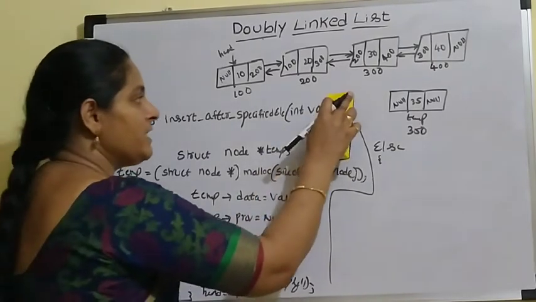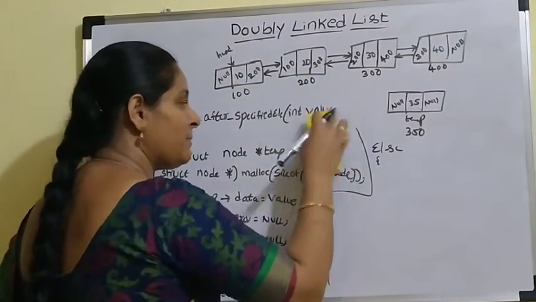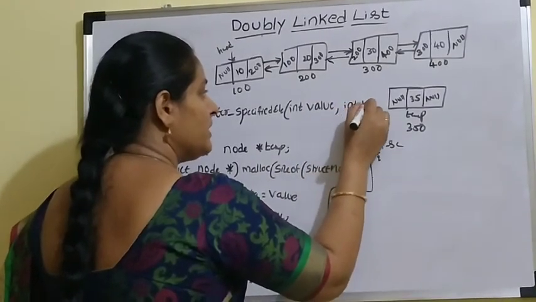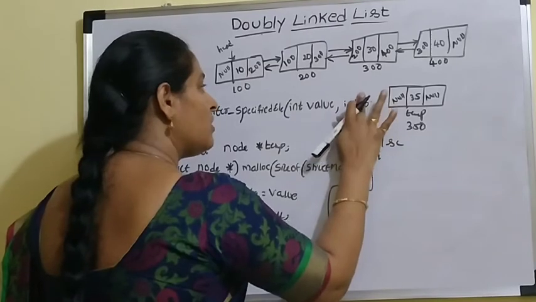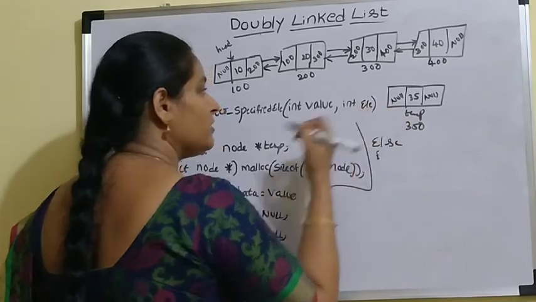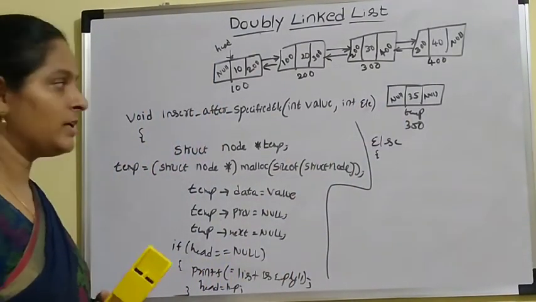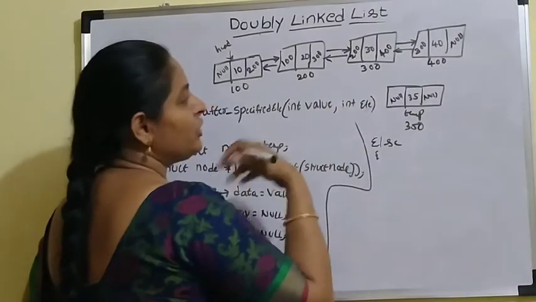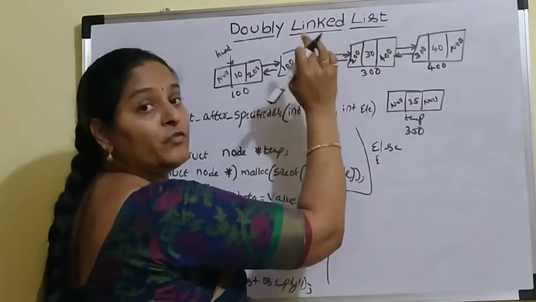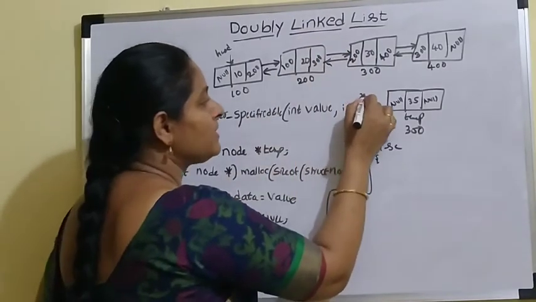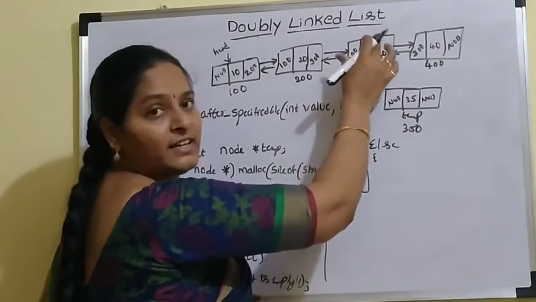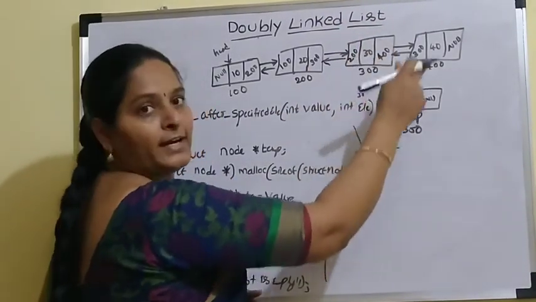So I am passing the location also as a parameter along with the value, that is, the element after which you want to insert. Now just assume that I want to insert my temp node after value 30. Here my element is 30. After 30 I want to insert temp. So first of all I need to find 30 in the list. Then we can establish the connections.